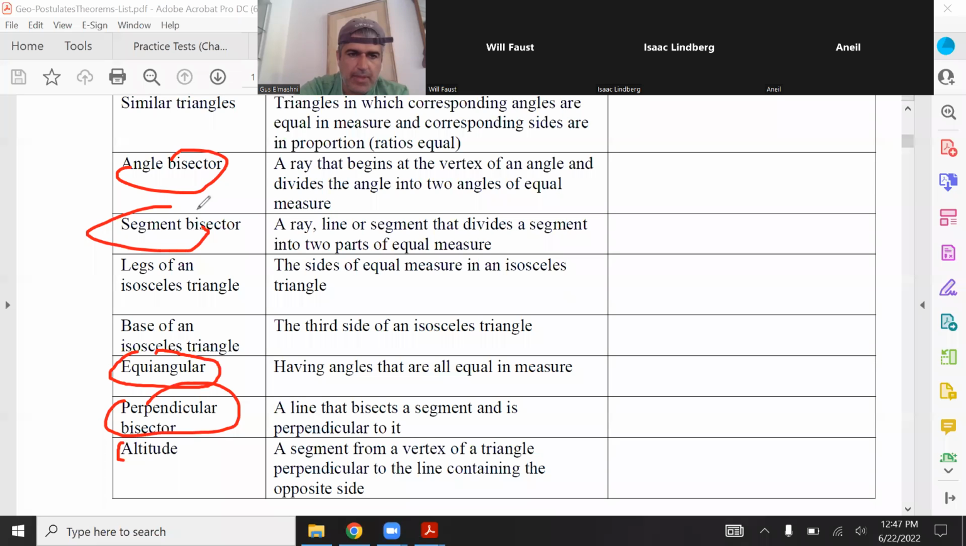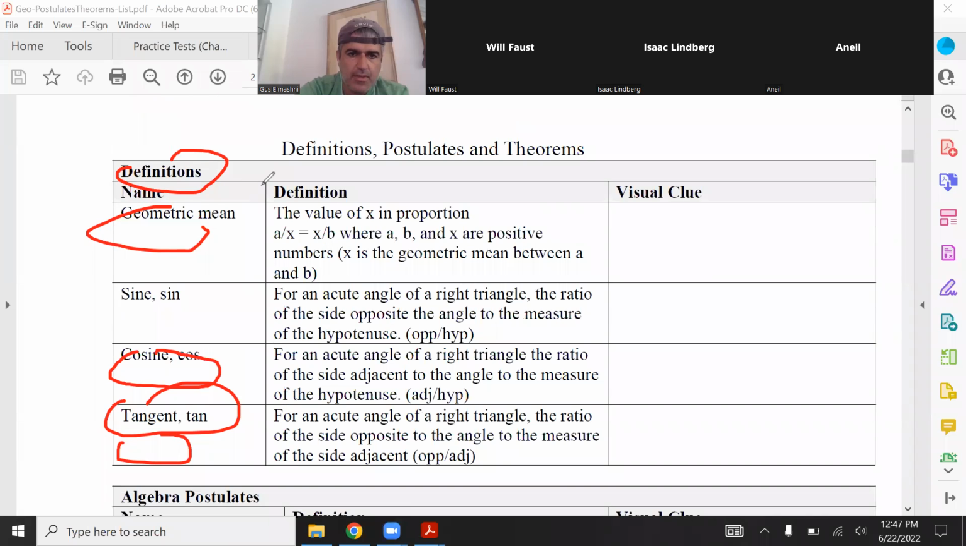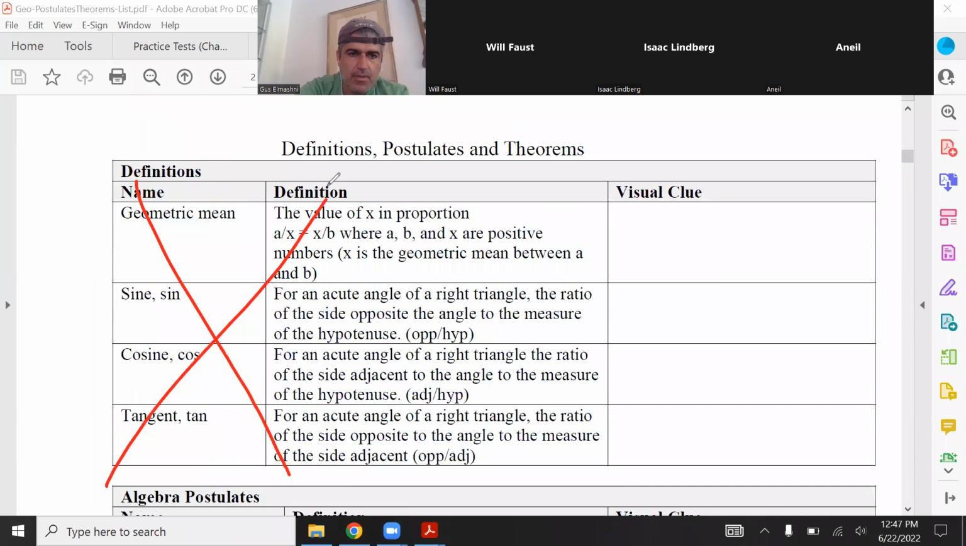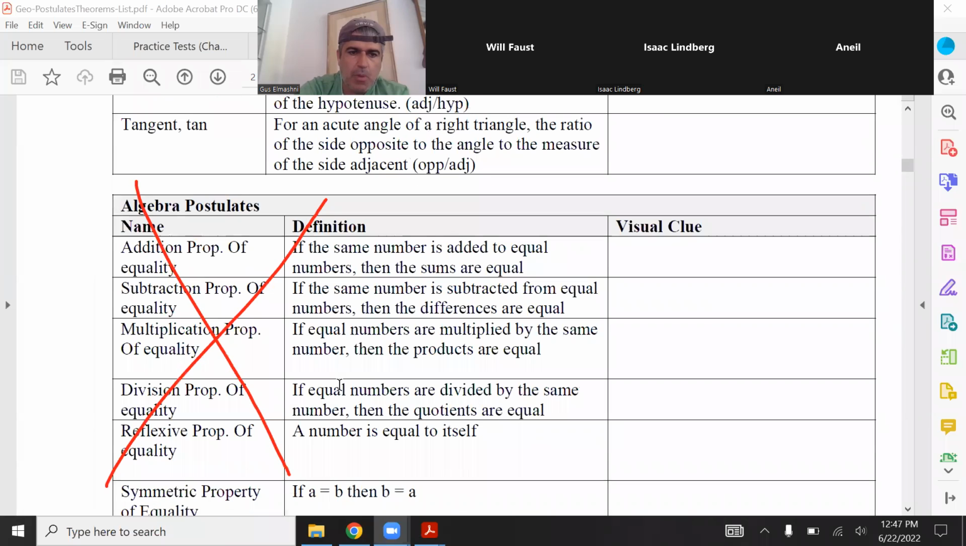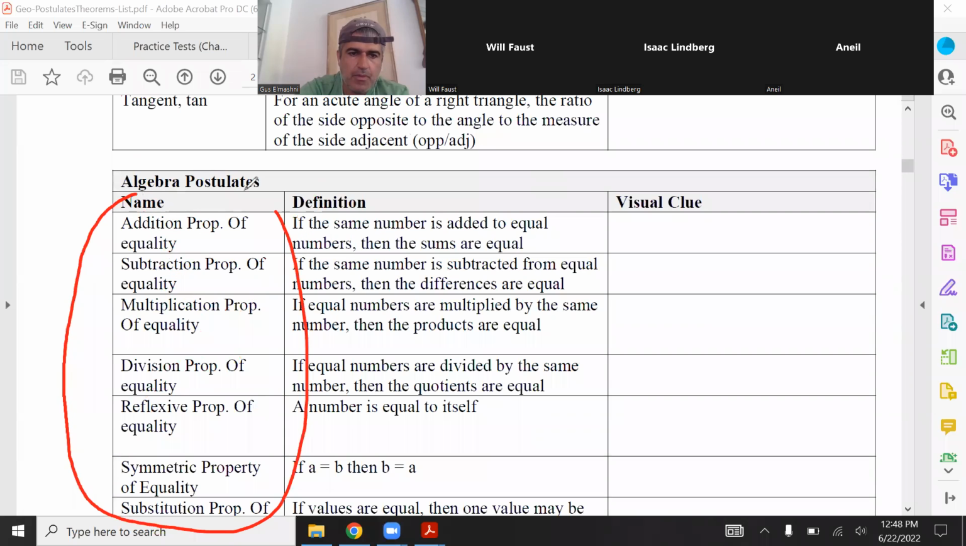Altitude, we talked about that. That's just the height of a triangle. We have not done any of these here yet. But we have done these. Talk about all this. And you could do a visual clue.